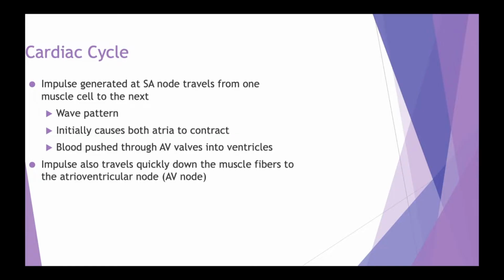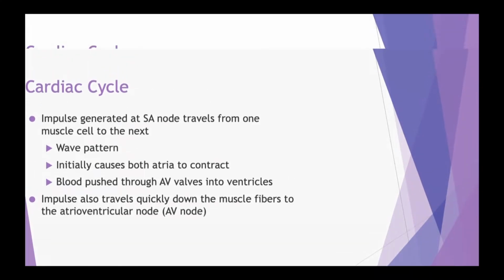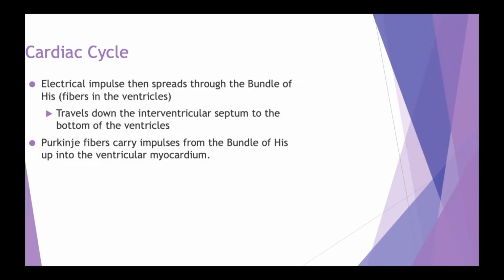In the cardiac cycle, an impulse is generated at the sinoatrial node and it travels from one muscle cell to the next in a wave pattern. It initially causes both the atria to contract, the blood is pushed through the atrioventricular valves into the ventricles, and the impulse also travels quickly down the muscle fibers to the atrioventricular node. The electrical impulse then spreads through the bundle of His, which are the fibers in the ventricles, and travels down the interventricular septum to the bottom of the ventricles. The Purkinje fibers then carry impulses from the bundle of His up to the ventricular myocardium.